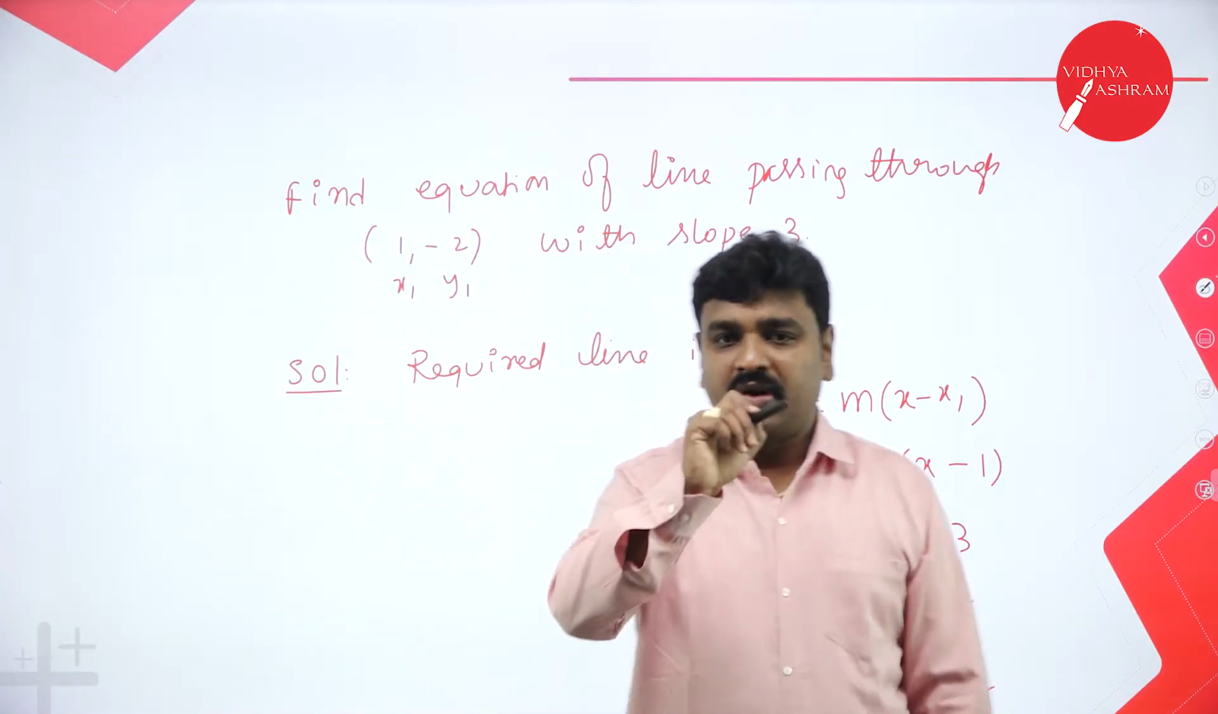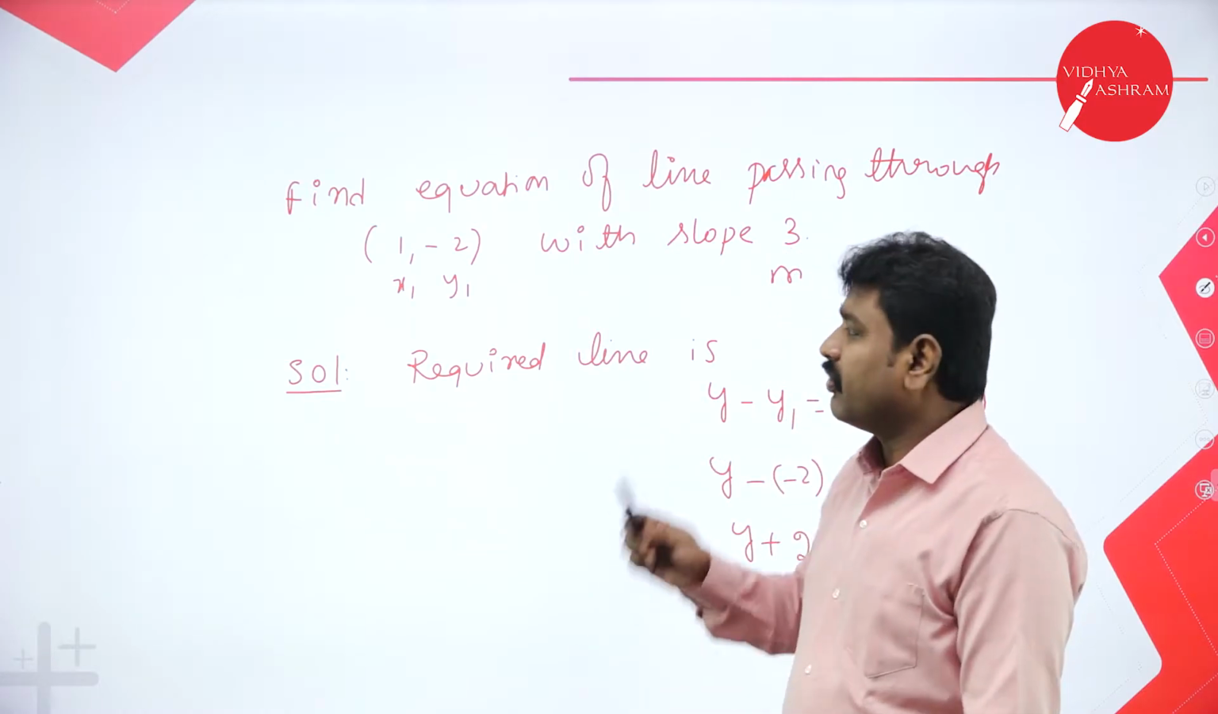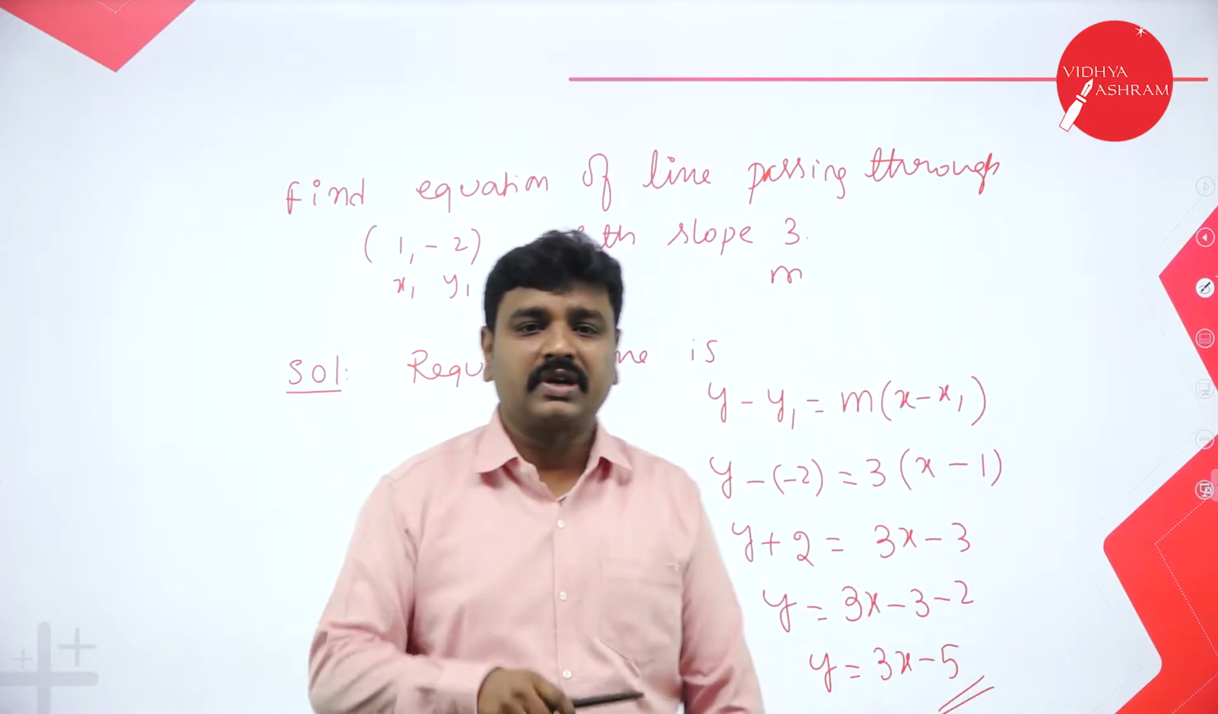Now I hope all of you are clear with the first type. What is the first form of line? Point slope form. What is point slope form? y minus y1 is equal to m into (x minus x1).